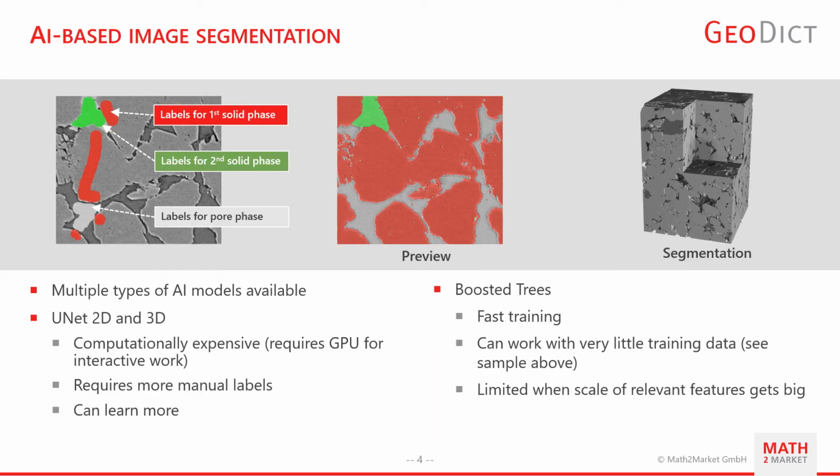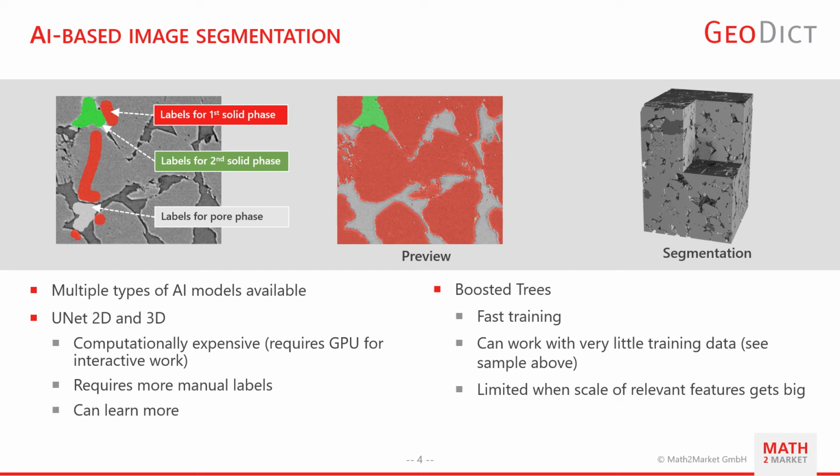One of the most important steps in the image processing workflow is the creation of the segmentation. Because if your segmentation has a lot of artifacts in it, your simulation results won't be good and you won't be able to learn anything meaningful from them. So the creation of an accurate segmentation is very important.